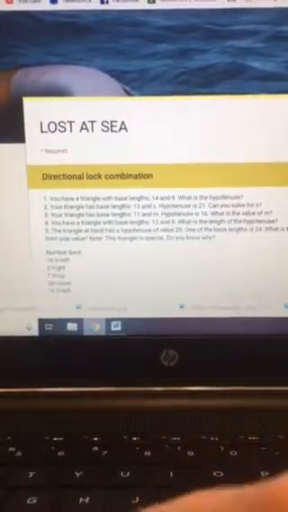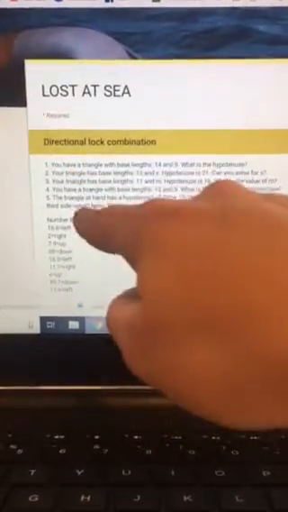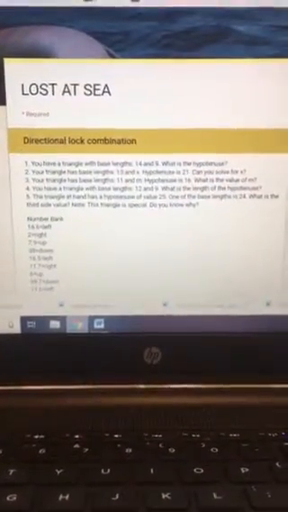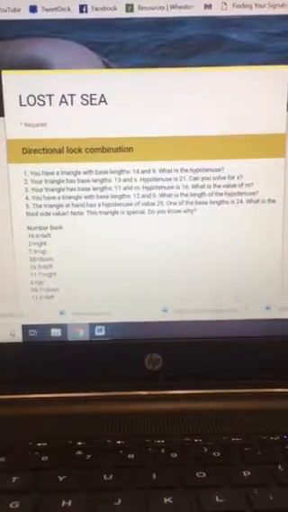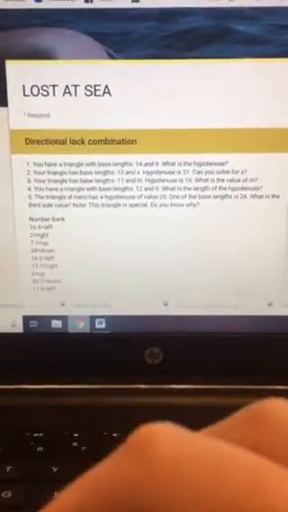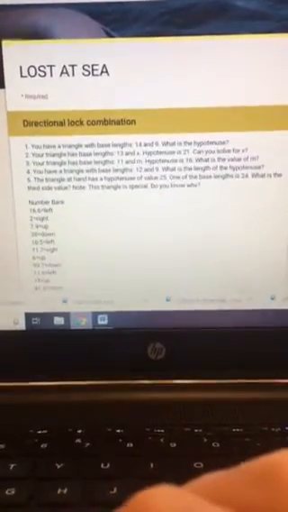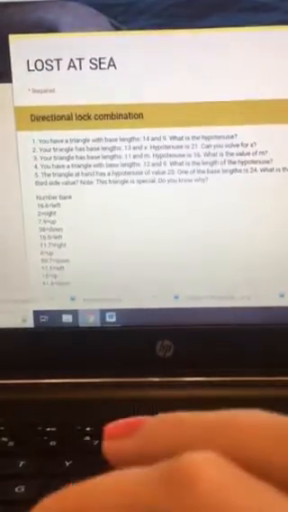Next we have a directional lock combination. So all of these 1 through 5 are different Pythagorean theorem questions students are going to have to solve. I would recommend that they get some paper, because they're going to have to do the computation, and it's hard to do just in their head. So they're definitely going to need some paper for this.